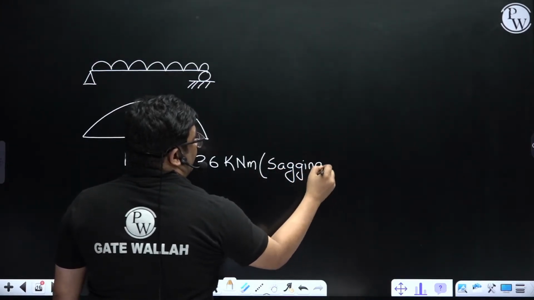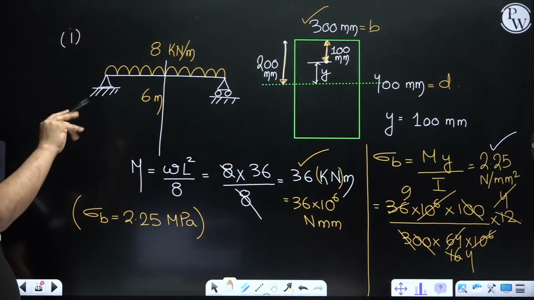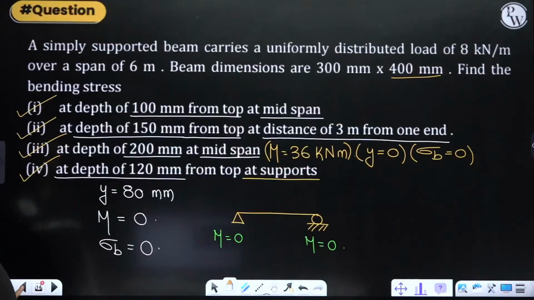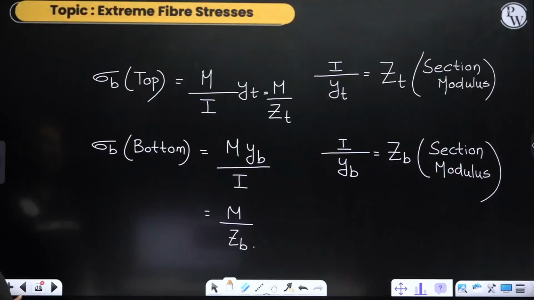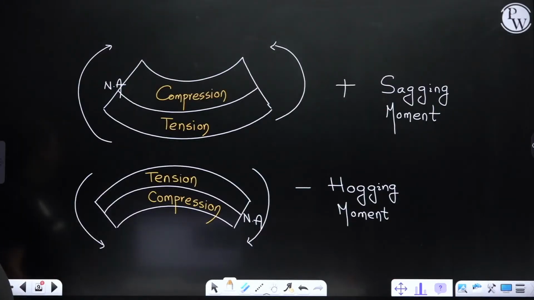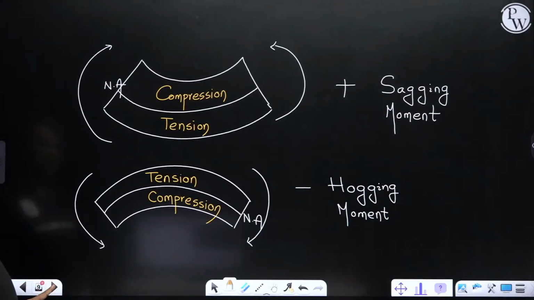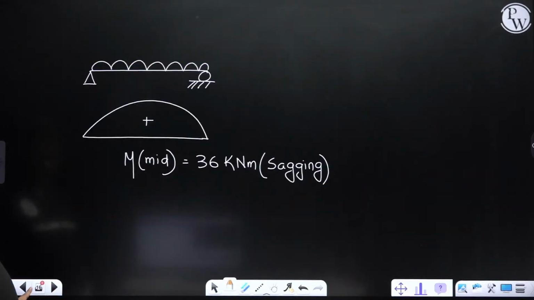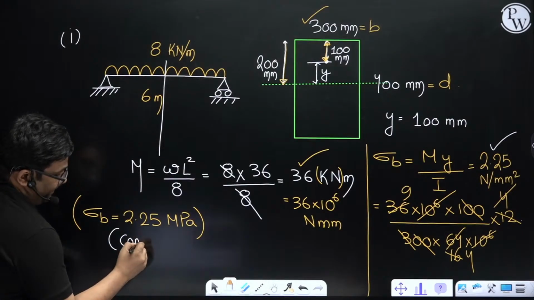So when there is positive bending moment, and this point is above the neutral axis, right? Yes. So if it is positive bending moment and the point is above neutral axis, then we get compression. Therefore this stress which we got is compressive stress.